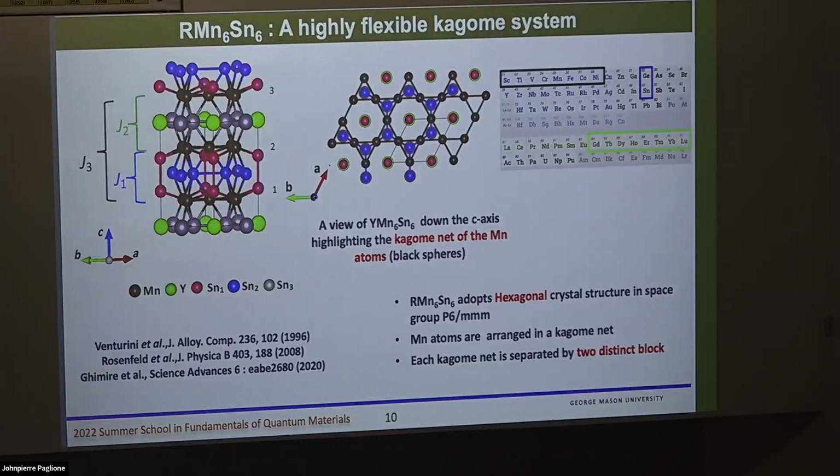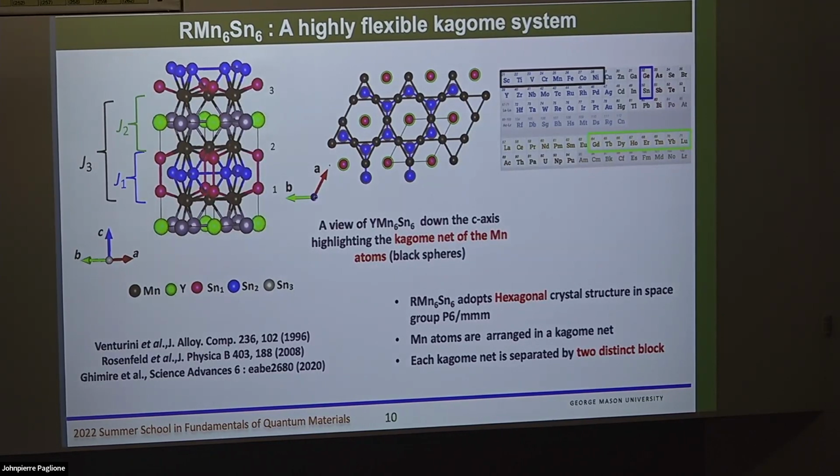And that's when I realized that this RMn6Sn6 system is a really nice system and highly flexible. This is the structure, where I put this figure for yttrium, but it's true for most of the R atoms also. When you replace yttrium with these R atoms, they form a slightly distorted structure and go into a different space group. And then you can change these black atoms, which are manganese here. You can change them with any of them here. It remains the same structure.